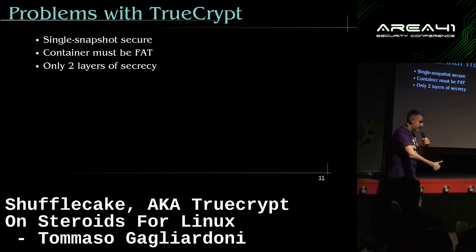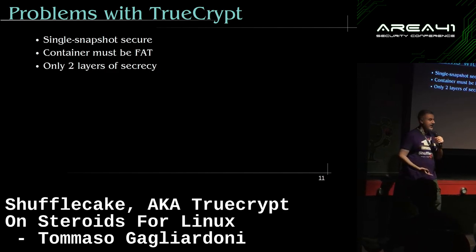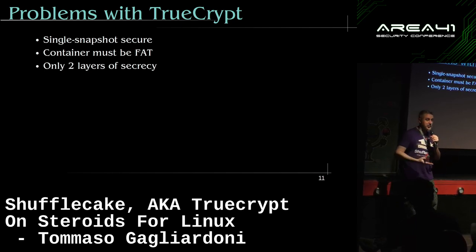The other big problem is that you only have two layers of secrecy. I mean, you have the decoy password and the hidden password. And the adversary sees that you are using TrueCrypt. Why are you using TrueCrypt instead of BitLocker, LUKS, whatever? The only plausible reason is that you are using the hidden feature of TrueCrypt. So they are not going to ask you for one password, they are going to ask you for two passwords, and they are not going to be happy with one password.